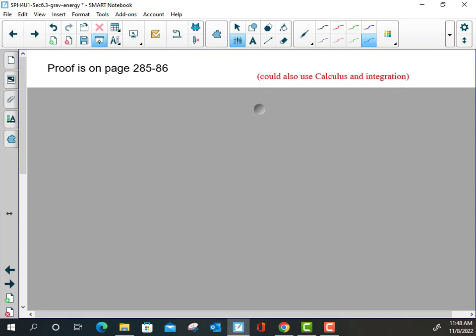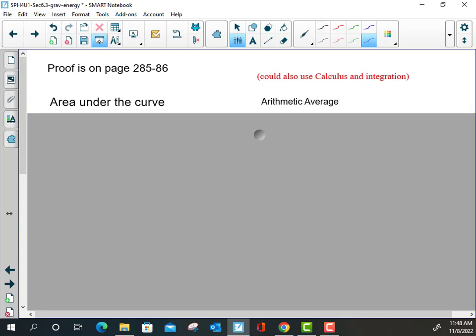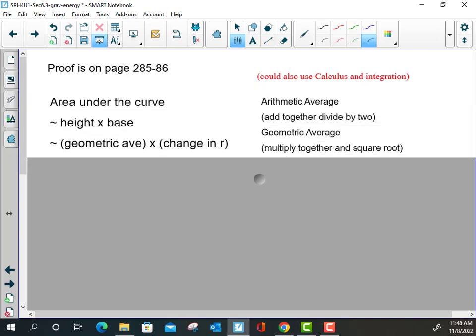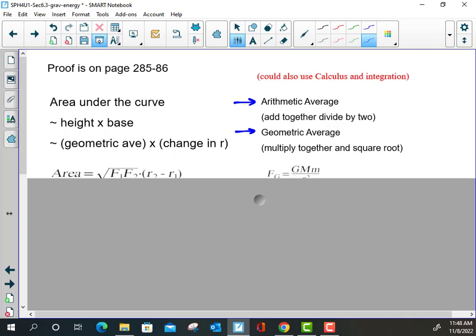If you want to see the full proof, it's on page 285, 286 of your textbook. You're welcome to read that, and I'll ask you to read that again later, just for interest's sake. So the area under the curve, if we're approximating it with a little box, is just the height times the base. So this is traditionally how we find an average. You add things together, divide by 2. But there's also something called a geometric average. And you multiply the two values together and then square root. And so it's a little different. It's going to work a lot better for the question we have here.